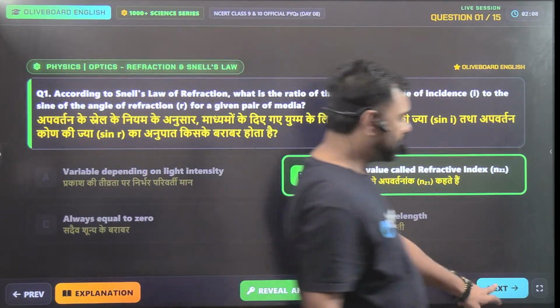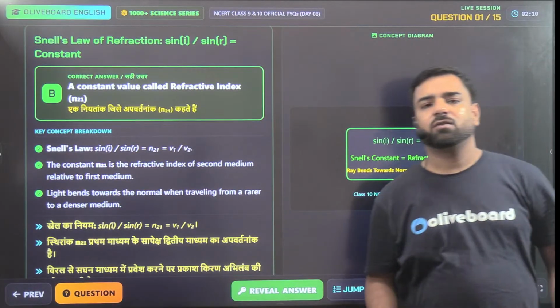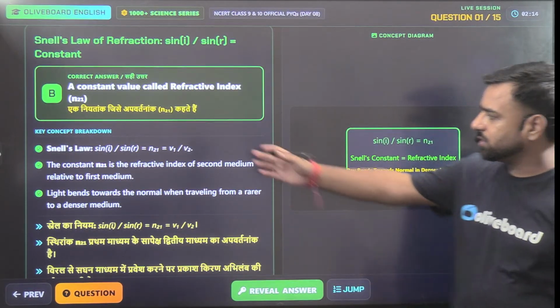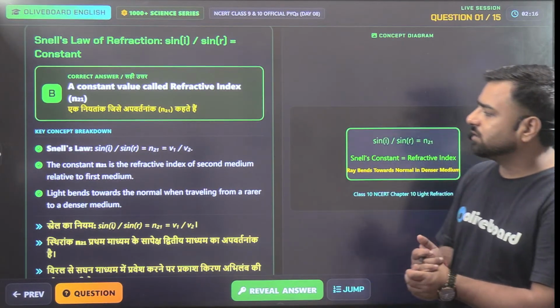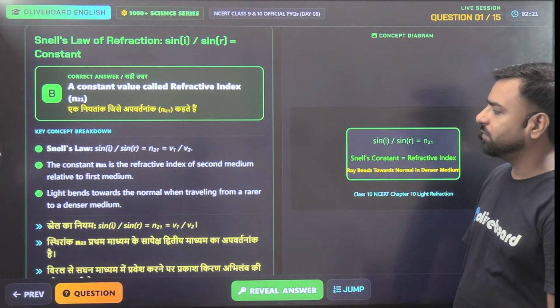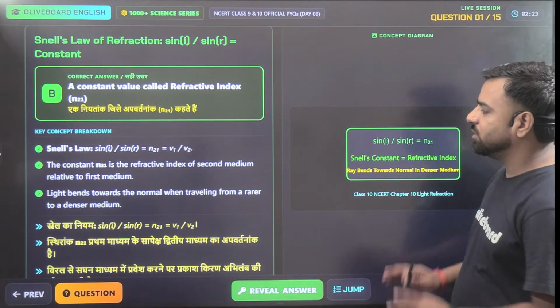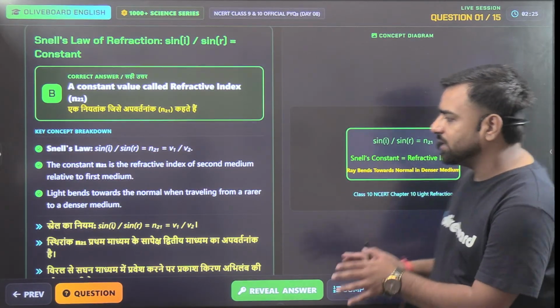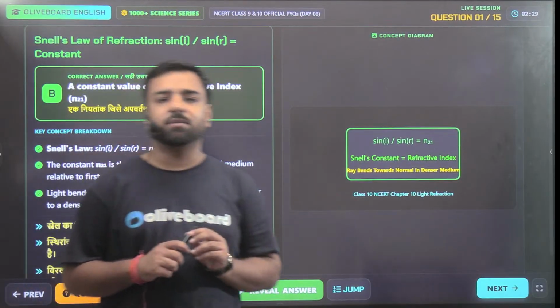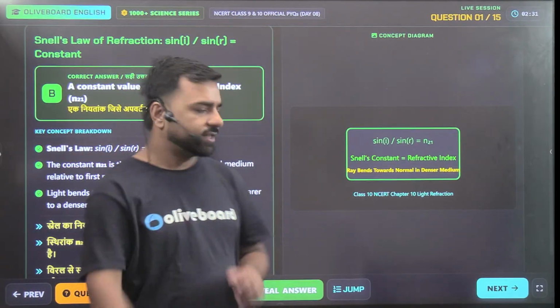So always remember, sine of angle of incidence to the sine of angle of refraction, I'm talking about the ratio, is always constant. The constant n21 is the refractive index of the second medium relative to the first medium. Light bends towards the normal when it is traveling from a rarer to a denser medium, but light bends away when it is traveling from a denser to a rarer medium. That's question number 1. What's next?